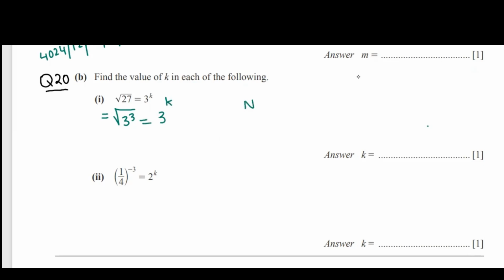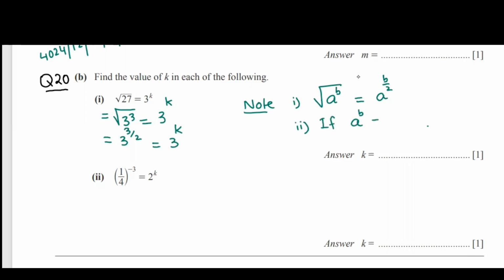And kindly note down, square root of a raised to power b will be a raised to power b over 2. So you can say this is 3 raised to power 3 over 2 equal to 3 raised to power k. Now the another note is if a raised to power b equals a raised to power d, then you can say b equals d. If bases are same, powers will be equated. So you can write 3 over 2 equals k. Your answer will be 3 over 2 here.